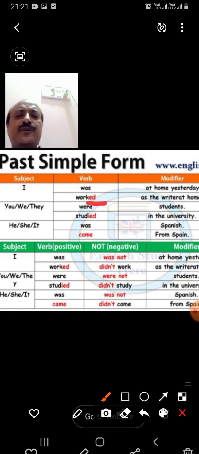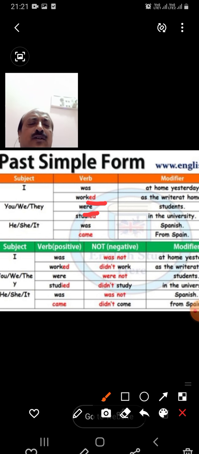They were. We use were when we talk about more than one person. You, we, they were students, but now they are not. They are all grown up. He, she, it was when we talk about one person. He was Spanish, he was in the university.